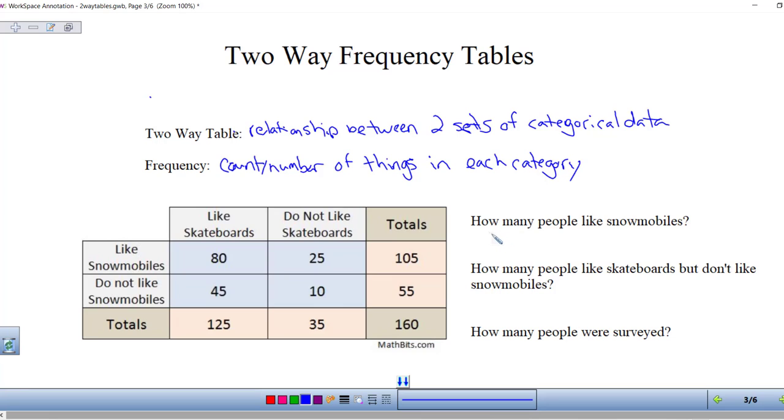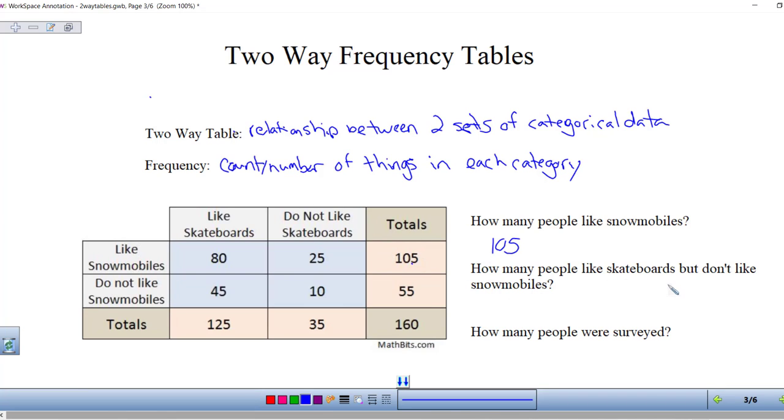So when we look at the questions, how many people like snowmobiles? I can just look at the like snowmobiles category, and I have to go all the way to the total section and see 105 people like snowmobiles, because this 80 and this 25, they both are under the category of like snowmobiles. Some of them like skateboards and some of them don't, but we only want to answer how many of them like snowmobiles. So that would be all of them in this category, 105.